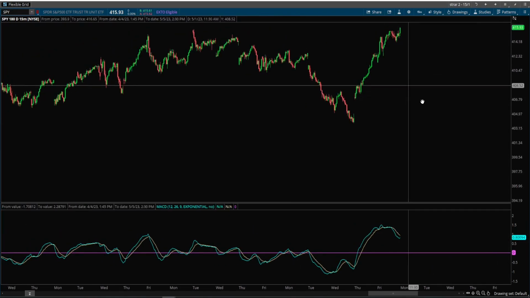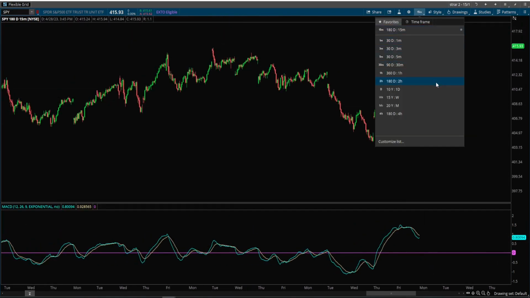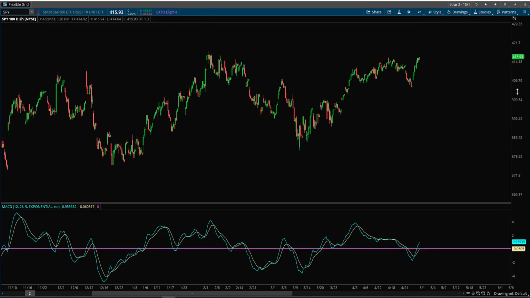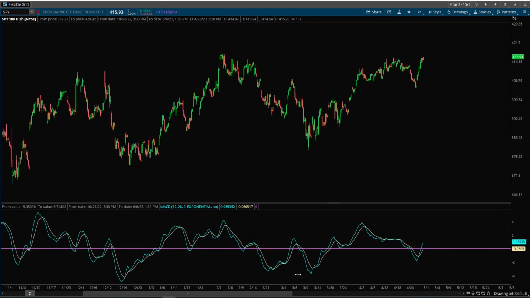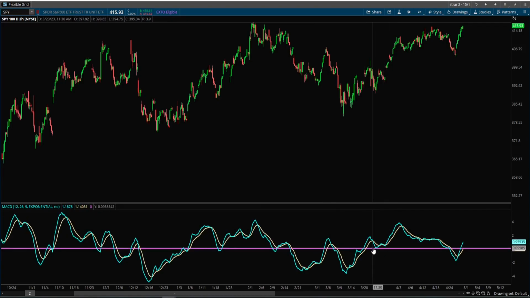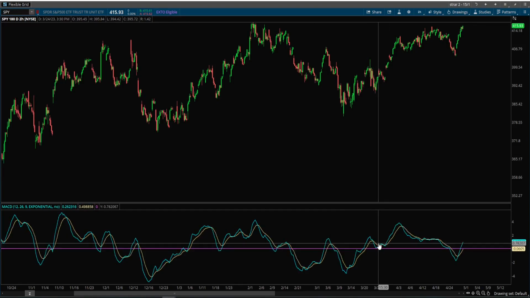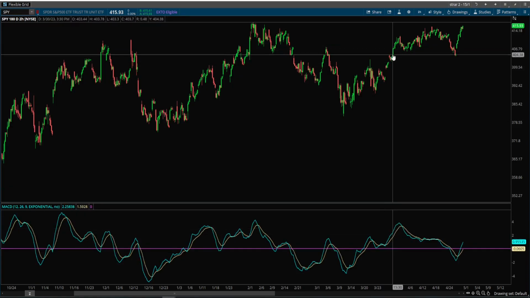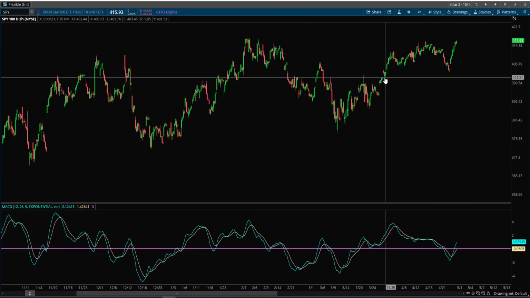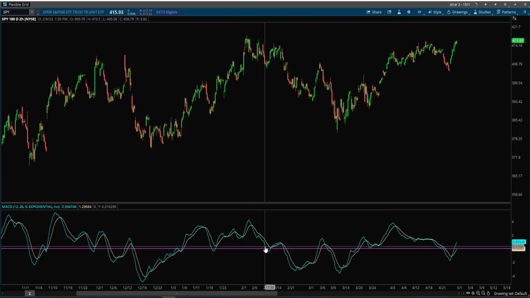We are on the 15-minute chart with this. We can kind of work our way up here. We'll go to the 2-hour chart so you can see what it looks like on longer time frames. As you can see, bouncing off the zero line here, then really getting our MACD cross to the upside, which did lead to a really nice uptrend here in the stock market, right?